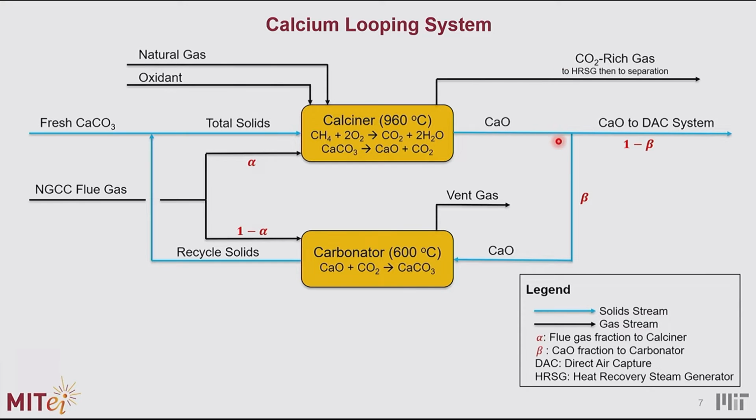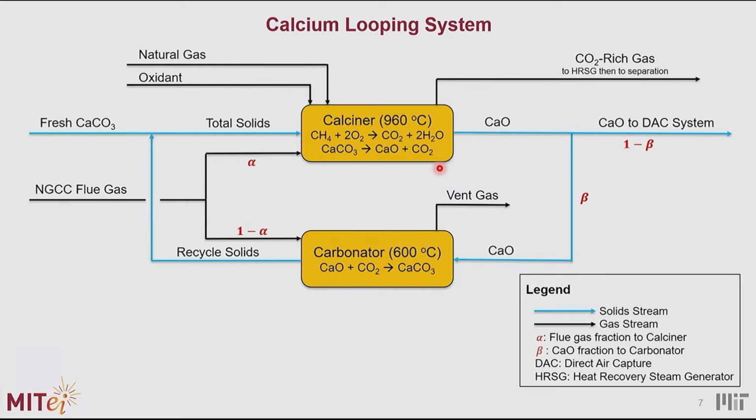And then the calcium oxide is either recycled to the carbonator or it can be exported to the direct air capture system. So we also have another split fraction, beta, which is basically the CO2 fraction going to the carbonator. So two of the main questions here: how much flue gas should go to the calciner and the carbonator, and how much calcium oxide should be recycled or go to the DAC system. So we'll talk about this in the next slides.